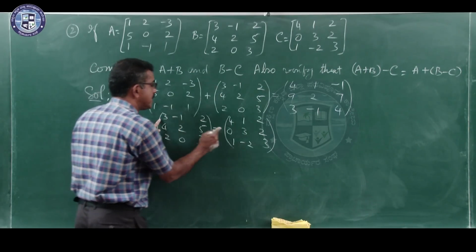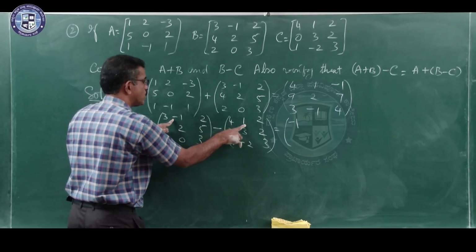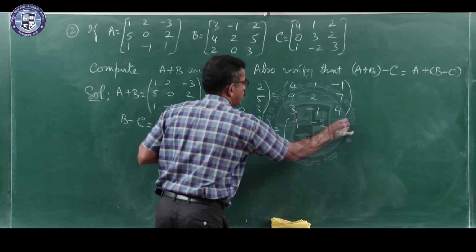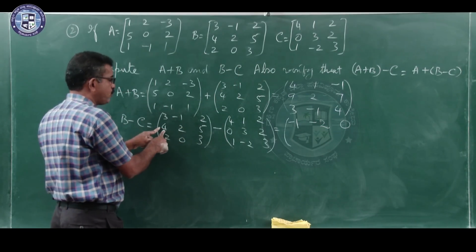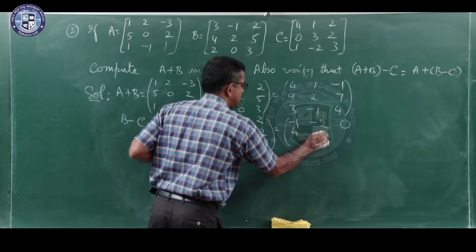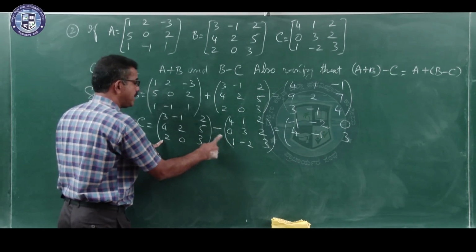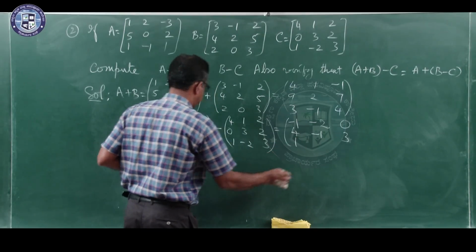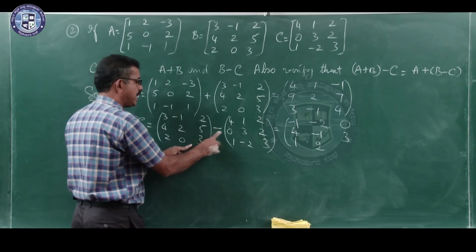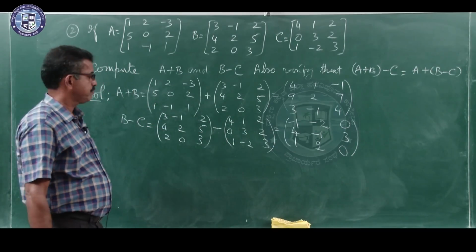Subtracting corresponding elements. 3 minus 4. Is it minus 1? What is minus 1 minus 1? Minus 2. What is 2 minus 2? Would be 0. What is here? 4 minus 0. It is 4. 2 minus 3. Minus 1. 5 minus 2. It is 3. 2 minus 1. Corresponding elements are subtracted. 0 minus of minus 2. It is plus 2. What is 3 minus 3? 0. Have you understood? This will carry 1 mark.